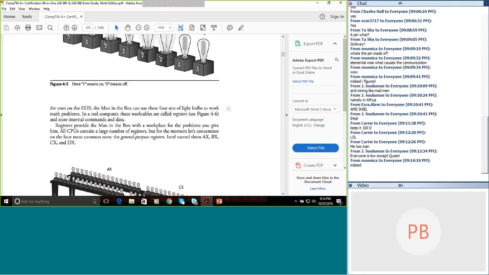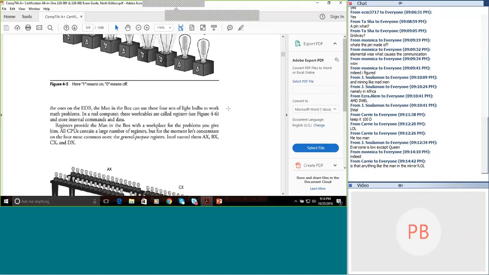Registers are tables that store internal commands and data on a computer.